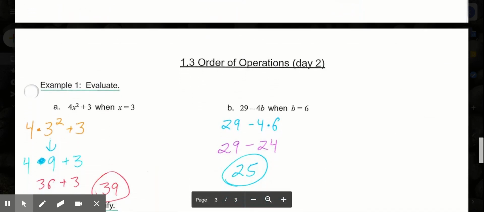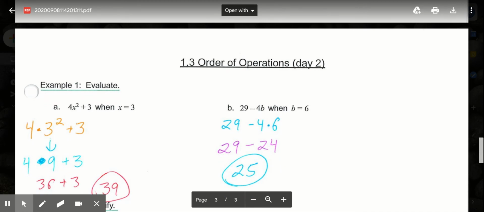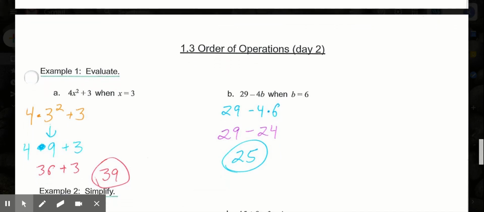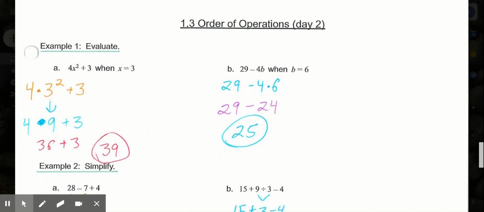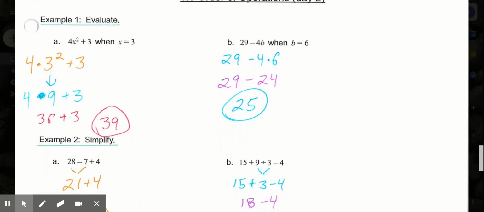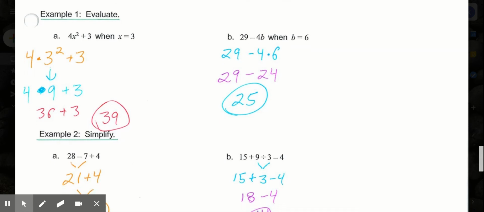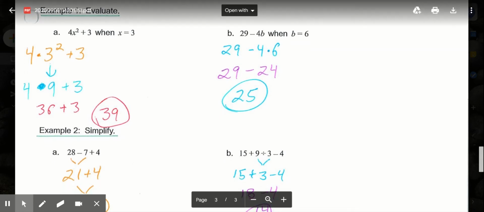Now, ignore the day 2 up here because we have a longer class. We're going to take care of all of 1.3 in one day. So our last set of notes, again, is just some extra practice refreshers on the order of operations. So our first 2 are evaluating. So we're going to plug in what the variables equal.